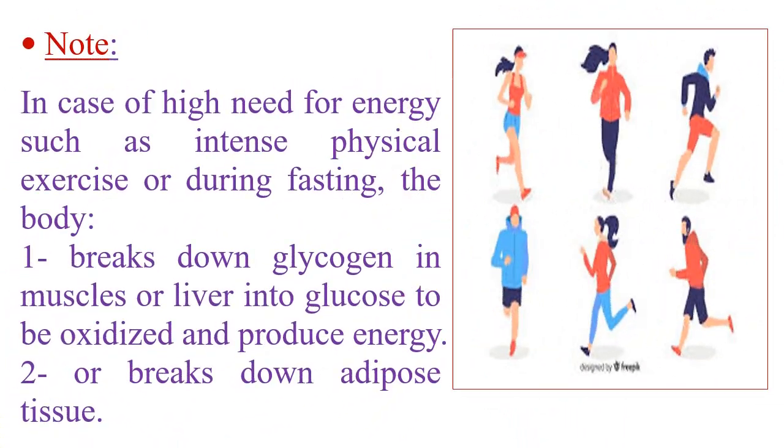The two long-term energy reserves, glycogen and adipose tissue, are broken down to liberate energy in two cases. First case, during fasting. I mean by fasting, when we are not consuming enough energy food for a long time. The second case is during intense physical activity, during which the muscles need more energy to function. Glycogen is broken down back to glucose to be oxidized for energy production.